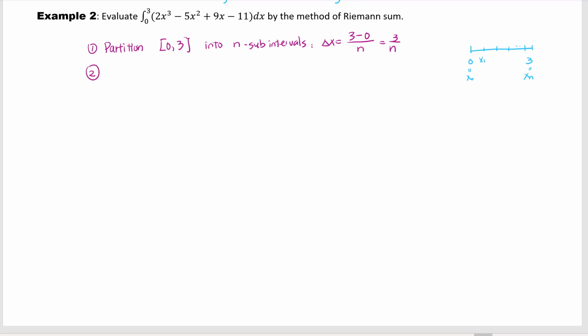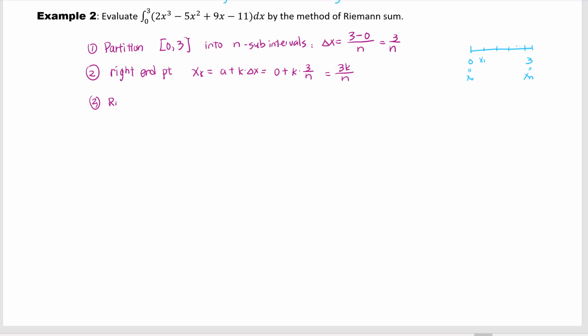So second step, what is the right endpoint? Well, the right endpoint is x sub k. Well, that is a plus k copies of change of x. A is 0, k copies of change of x is 3 over n. So the answer is 3k over n.